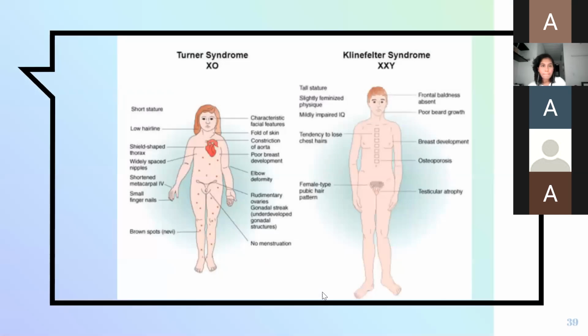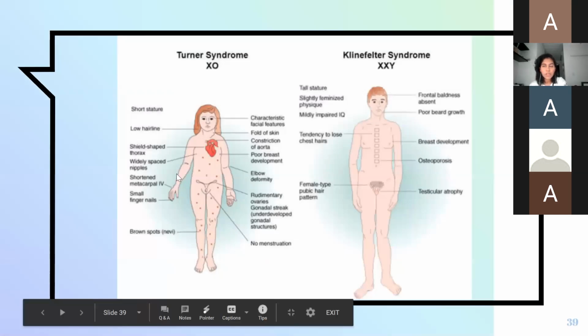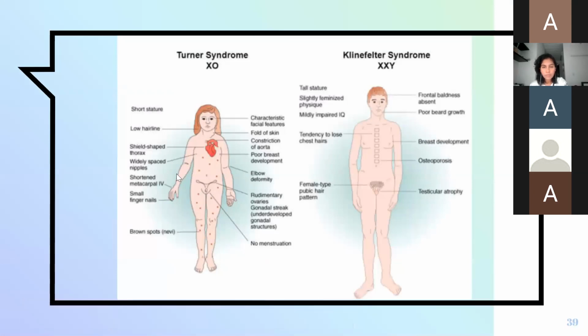So yeah, here are a few signs for each of the clinical syndromes. Again, not too important as long as you know what the abnormality is, the trisomy or the monosomy, and a few clinical features. That's really all that matters.